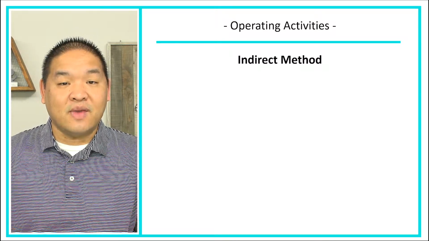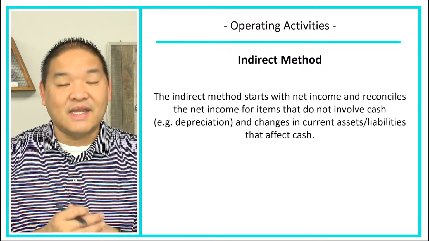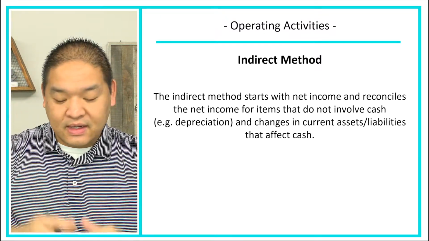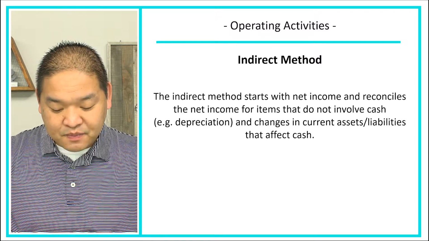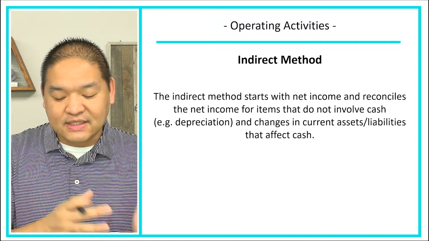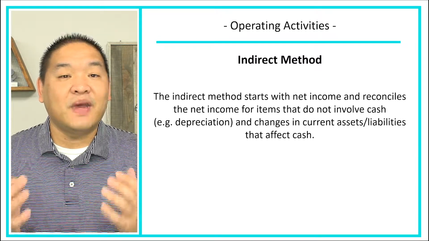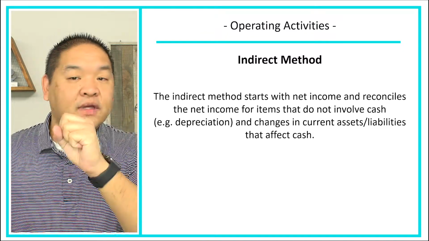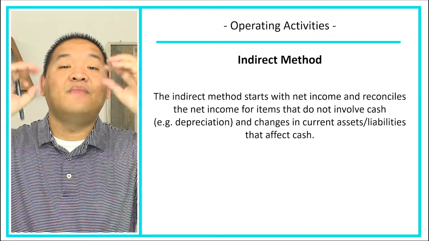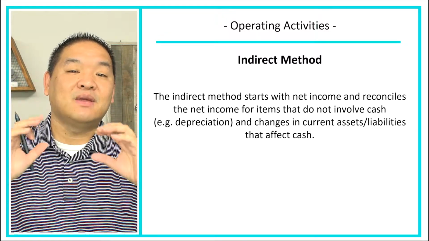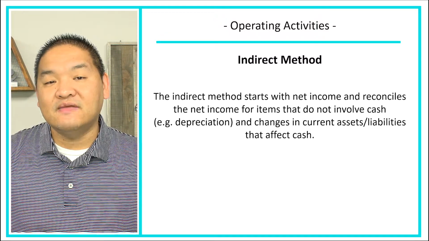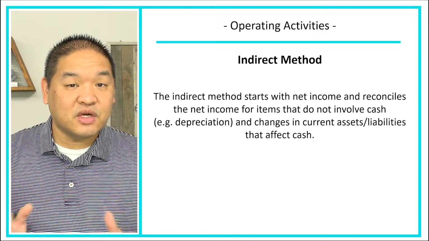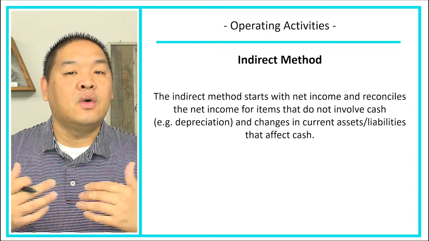So let's talk about the indirect method for a minute here. The indirect method starts with the net income. So we take the net income from the income statement, and then we reconcile that net income for items that do not involve cash and for changes in current assets and liabilities that affect cash. So basically all we're going to do on the indirect method is go straight to the income statement, pull off the net income, put that at the very top, and then make adjustments to it until we get to the bottom, where we get cash received or used by the operating activities of the company. That's what we're going to do here, and it becomes very easy if you know the steps.